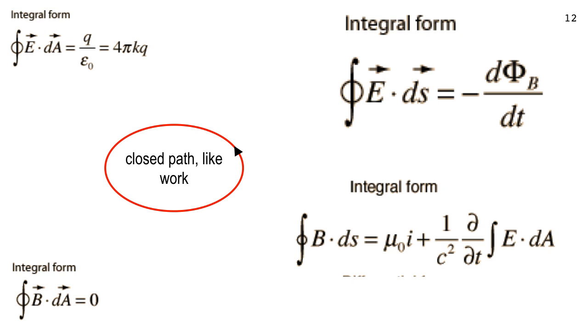Now the second one is similar. B dot ds, that's what we call a line integral there. And now we're counting up all the components of B that are parallel to the circuit, if you want to think of it that way. And on the right side, we have some sources of current. We have mu naught times I.